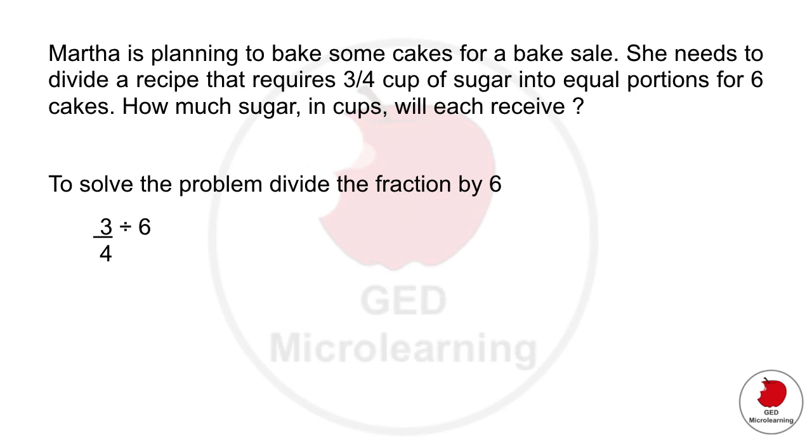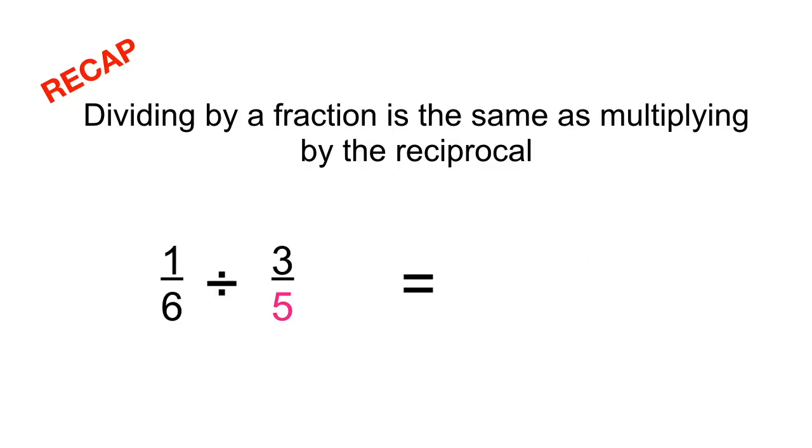Martha is planning to bake some cakes for a bake sale. She needs to divide a recipe that requires 3/4 cup of sugar into equal portions for 6 cakes. How much sugar in cups will each receive? To solve the problem, you're going to take those 3/4 of sugar and divide it by 6, right? Because with that amount of sugar, we have to divide it equally among those 6 cakes. And here, what you have to remember is that when you divide by a fraction, it's the same as multiplying by the reciprocal.